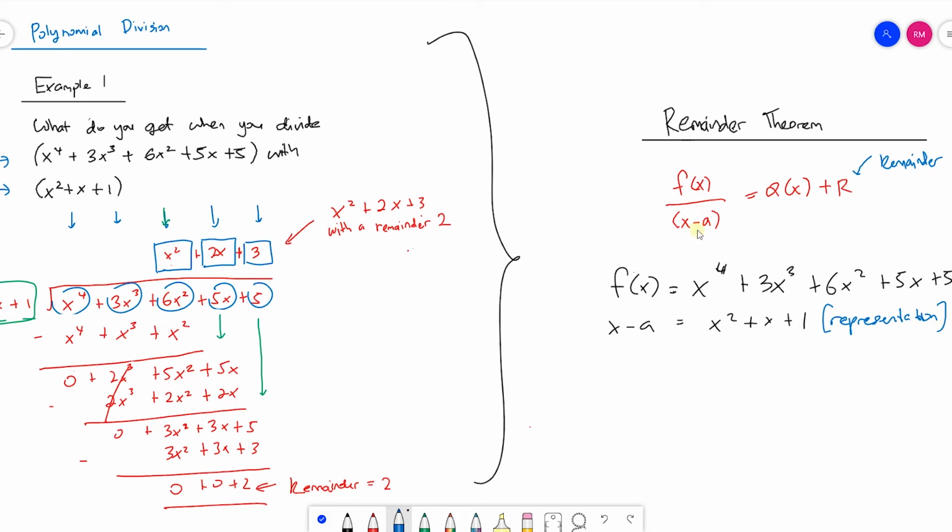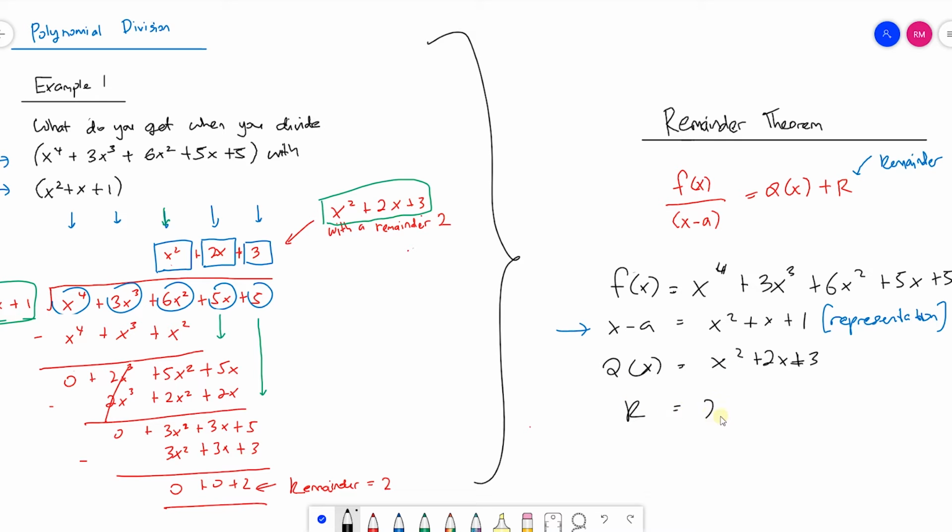Once we divide f(x) by x minus a, which is x squared plus x plus 1, we get the answer, which we can simply name as another function, q(x), plus r. This is also a function with respect to a, correct? So this function q(x) is this, because we got this answer. When we divide our function f(x) with this, we get the answer x squared plus 2x plus 3, so relating it to the remainder theorem, q(x) is equal to x squared plus 2x plus 3. Am I right? This is the answer that we got, and the remainder is 2, which means r is equal to 2.